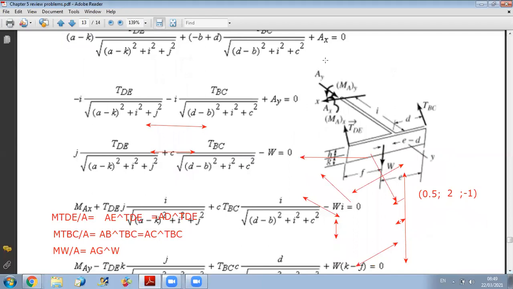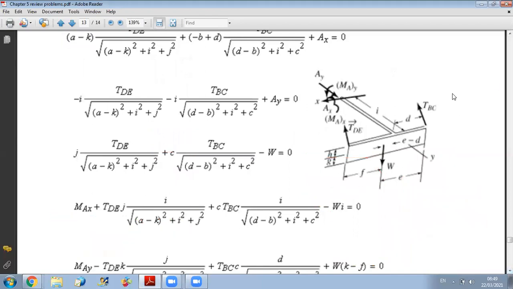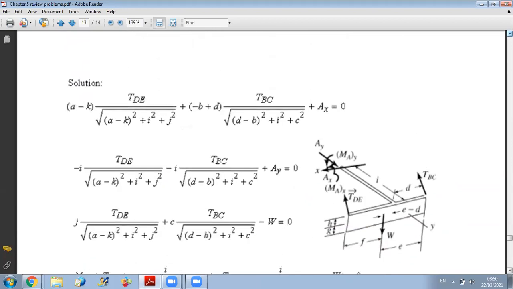So as we said, what is the first step? We draw the free body diagram. We put all external forces and reactions acting on the plate. Then we determine all coordinates of the points. After this, we will be ready now to write the two vectorial relations. First, sum of forces equals 0, and the second one, sum of moments equals 0. Here you can start with sum of forces equals 0.